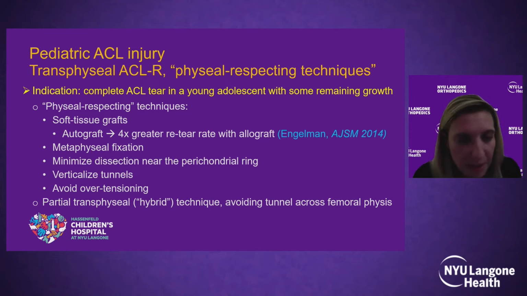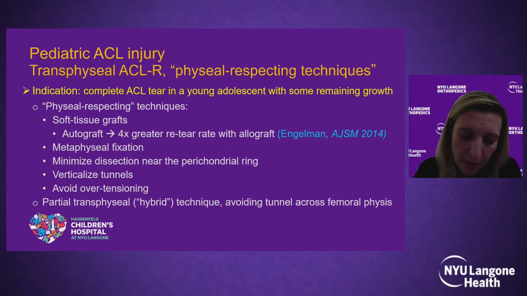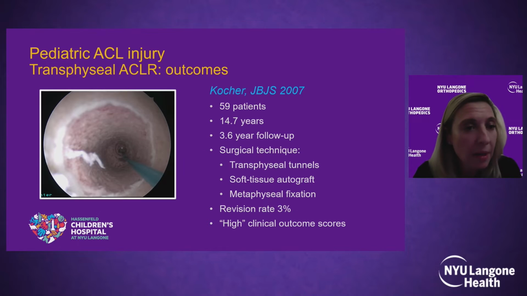You're going to think about using metaphyseal fixation, minimizing dissection near the perichondrial ring, verticalizing the tunnels, avoid over-tensioning it as you're securing it. And then if you're really concerned, you can think about using instead a partial transphyseal or a hybrid technique, again, avoiding the tunnel over the distal femoral physis or across the distal femoral physis, which is the fastest growing growth plate in the body.